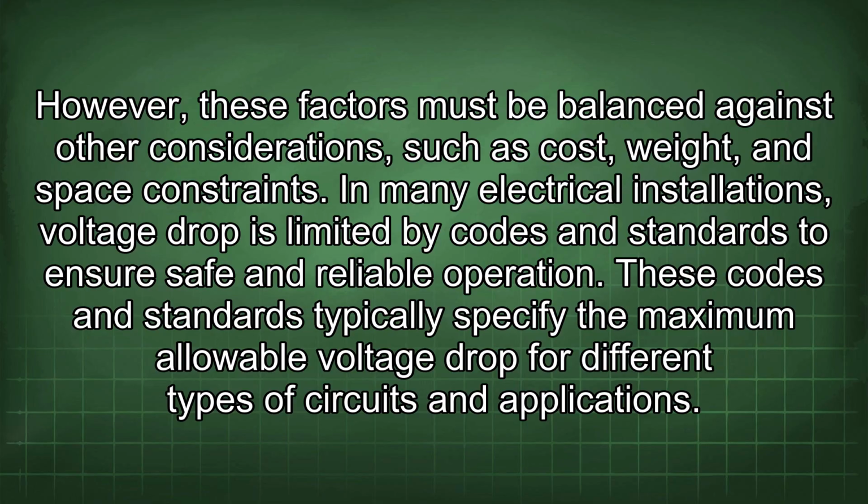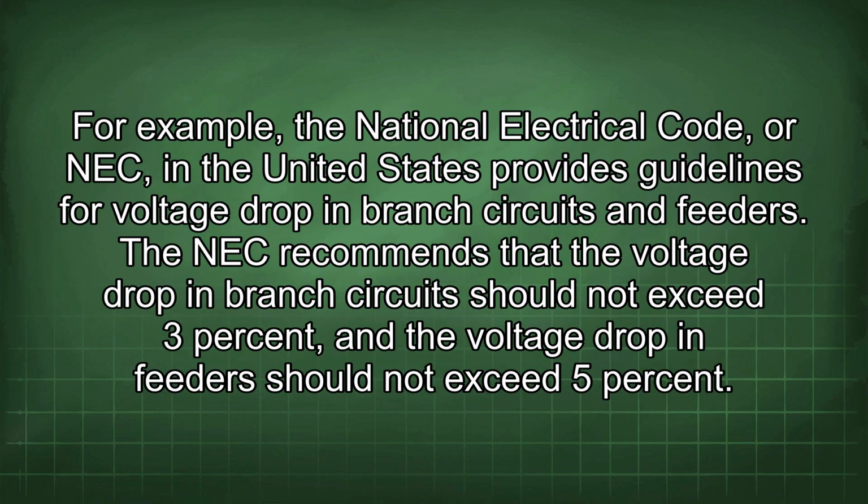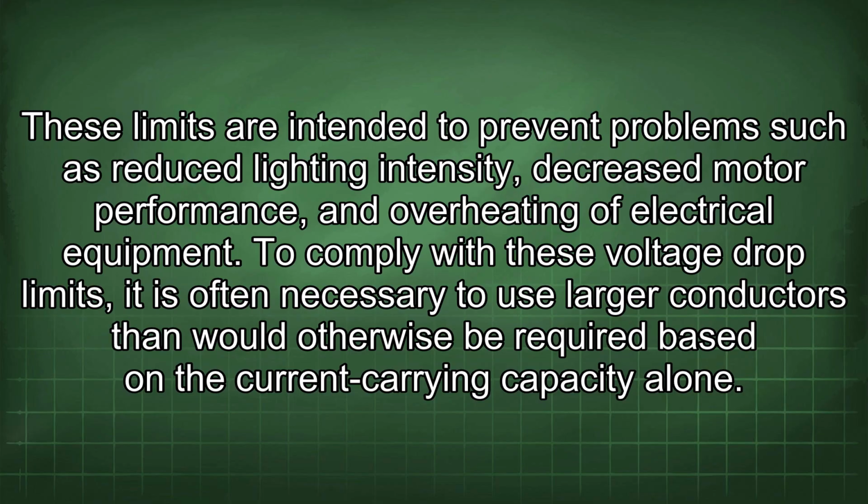In many electrical installations, voltage drop is limited by codes and standards to ensure safe and reliable operation. These codes and standards typically specify the maximum allowable voltage drop for different types of circuits and applications. For example, the National Electrical Code, or NEC, in the United States provides guidelines for voltage drop in branch circuits and feeders. The NEC recommends that the voltage drop in branch circuits should not exceed 3%, and the voltage drop in feeders should not exceed 5%. These limits are intended to prevent problems such as reduced lighting intensity, decreased motor performance, and overheating of electrical equipment.